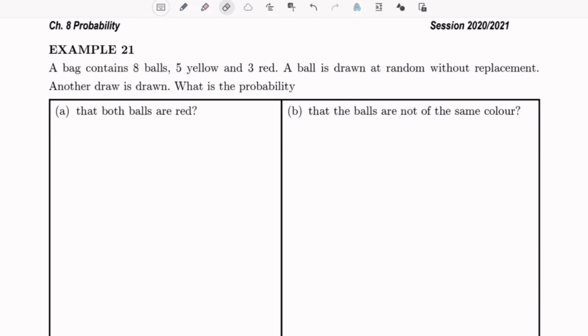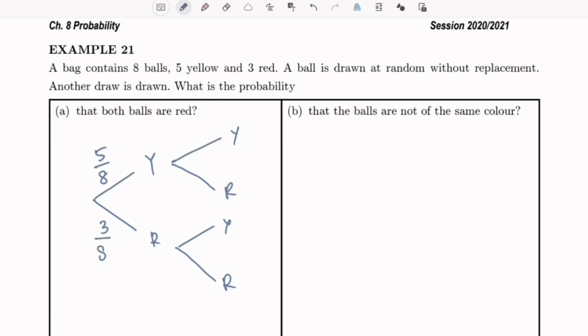Example 21, page 18. A bag contains 8 balls, 5 yellow and 3 red. A ball is drawn at random without replacement. Another ball is drawn. What is the probability that both balls are red? So let's draw a tree diagram first. The tree diagram will be like this. The probability of picking a yellow ball in the first draw will be 5/8, and for the red ball is 3/8.